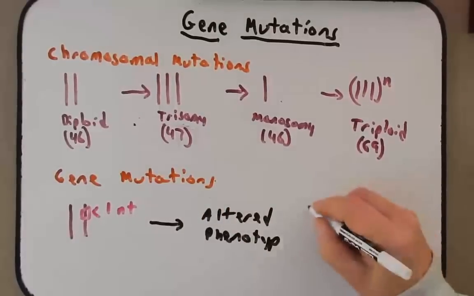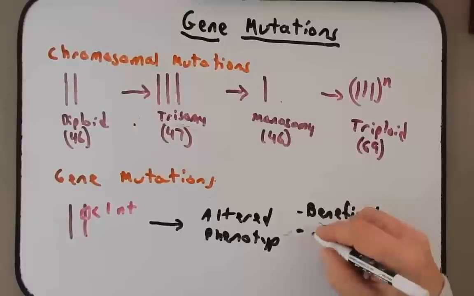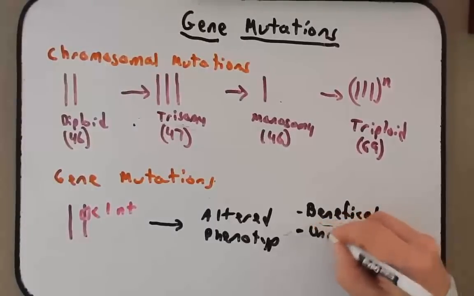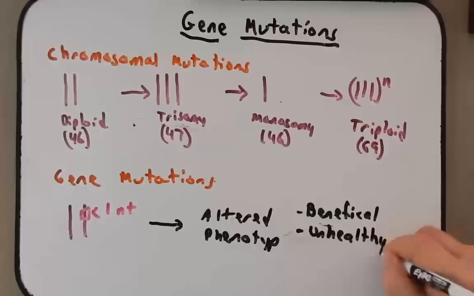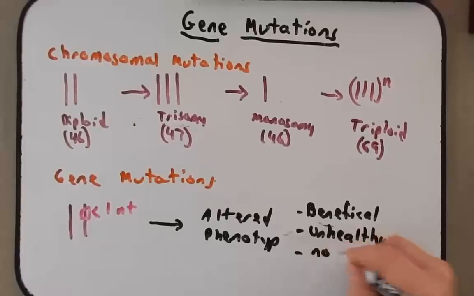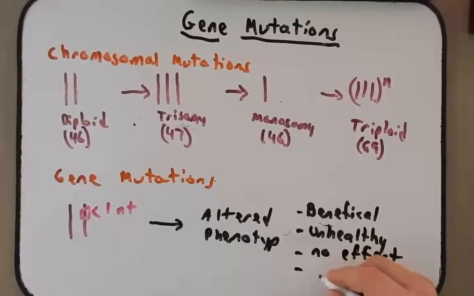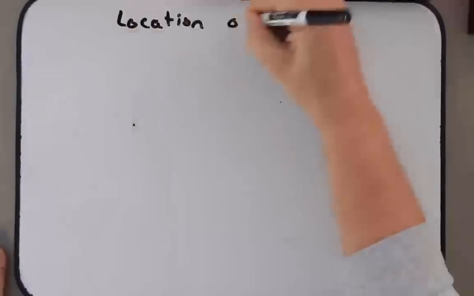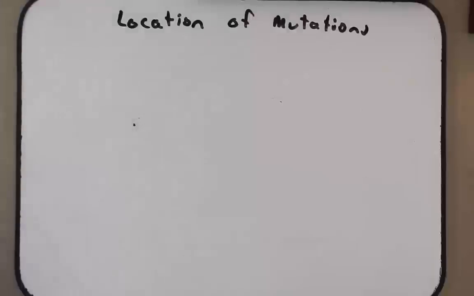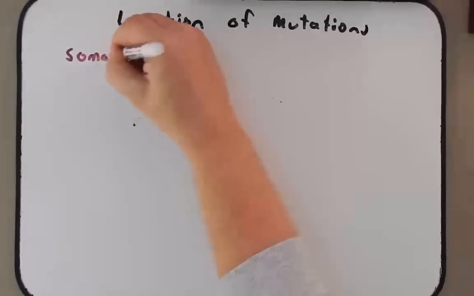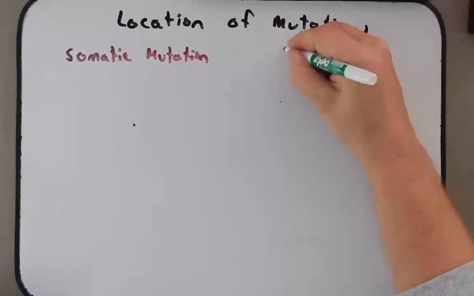Sometimes this altered phenotype is beneficial. Sometimes this mutation can lead to an unhealthy situation, some kind of disease. Sometimes there's no effect at all. And sometimes, at the other extreme, it can be lethal. And we're going to talk about all of this as we move forward. Before we talk specifically about mutations, I want to talk about location of mutations. I'm going to break this up into 2 broad categories: a somatic mutation and a germline mutation.